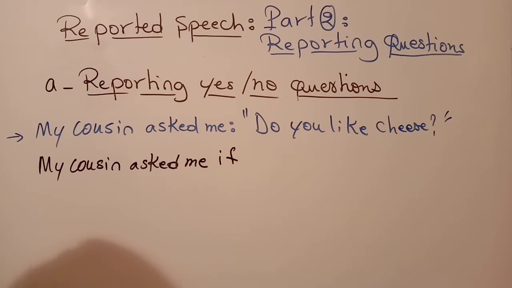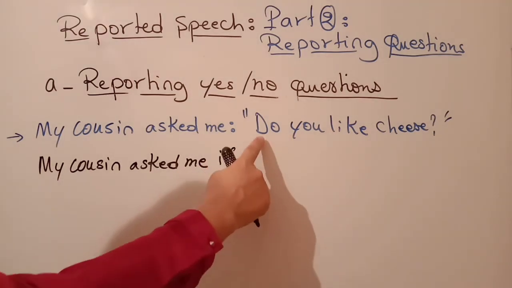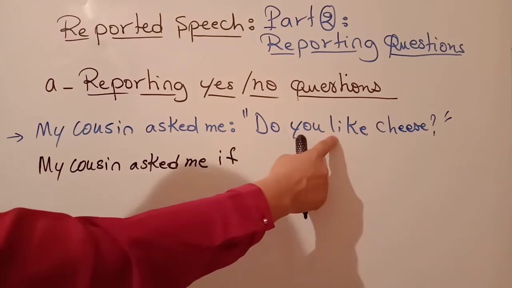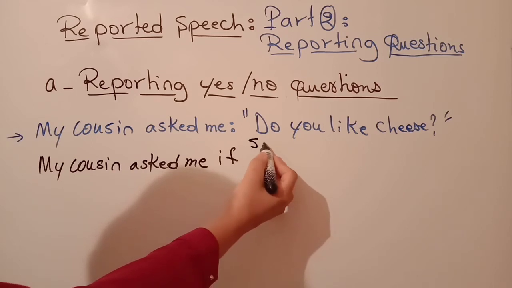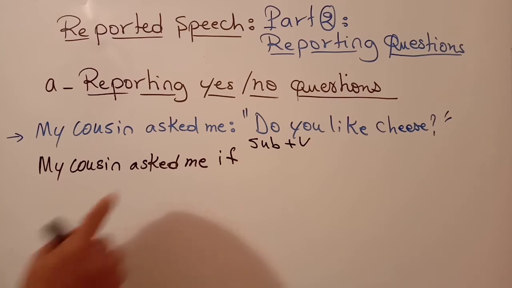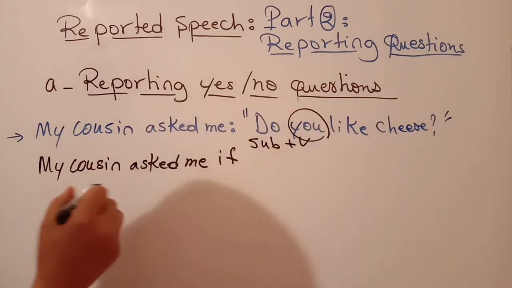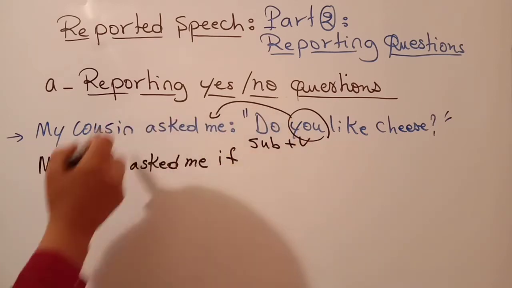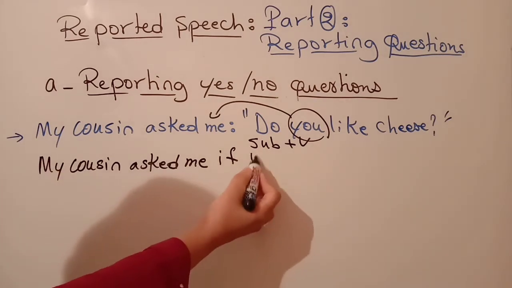Now, the second thing: you have to change the question structure into a statement structure. Here you have a question structure, auxiliary plus subject plus verb. So we need statement structure, subject plus verb. Clear? So if, where is the subject? The subject is you. You refers to me, so me is an object. The subject of me is I.